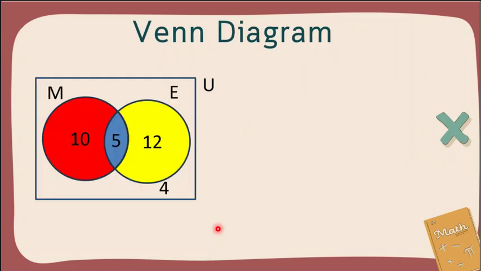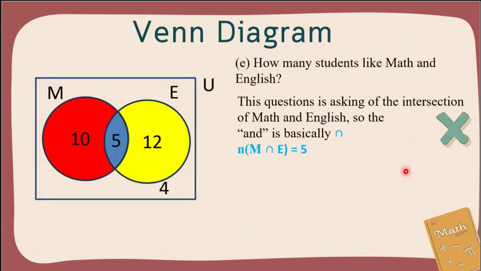Okay. Let's continue with our question. How many students like math and English? These people like math only. These people too like English only. These people don't like any of it at all. So the people who like math and English are the intersection. So only 5 people like math and English. We express it as M intersection E is equal to 5.